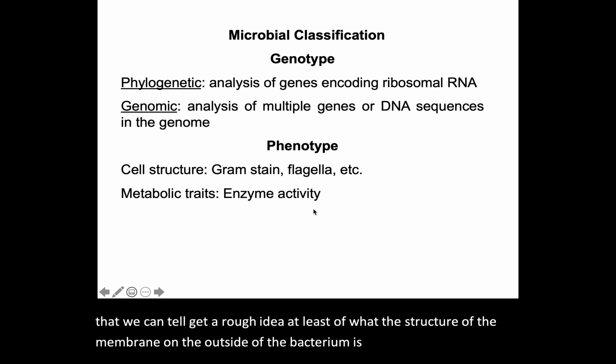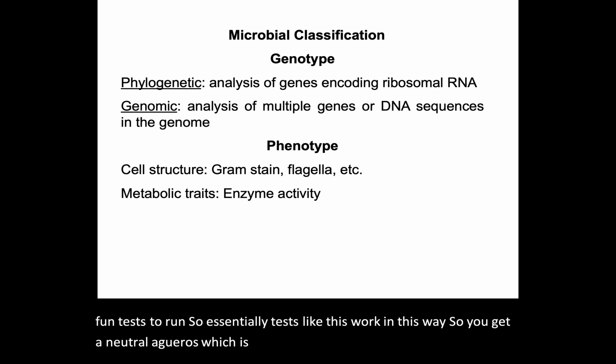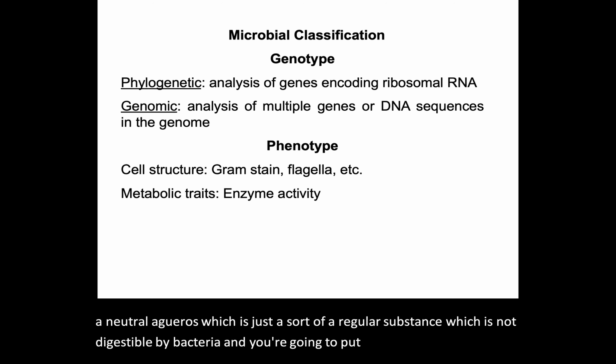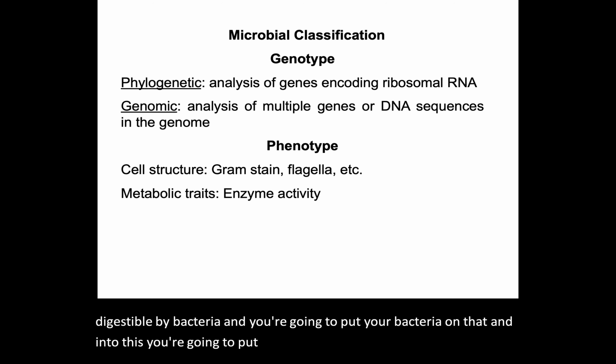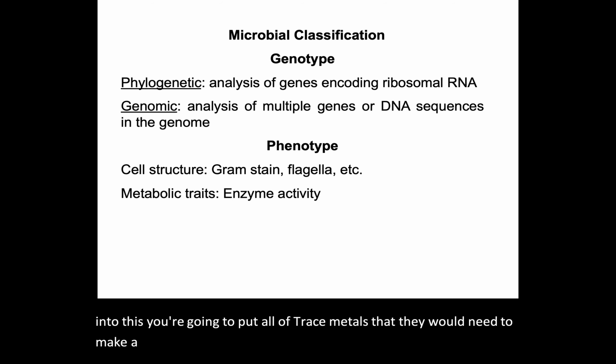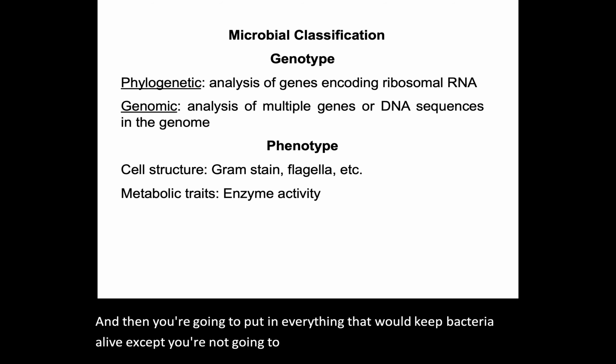Metabolic traits would be enzyme activity, and those are really fun tests to run. So essentially, tests like this work in this way. You get a neutral agarose, which is just a sort of regular substance which is not digestible by bacteria. And you're going to put your bacteria on that. And into this, you're going to put all of the trace metals that they would need to make a living. So little bits of iron and little bits of copper and things like that. And then you're going to put in everything that would keep bacteria alive, except you're not going to put in a food source. You're going to leave out what we call the carbon source.